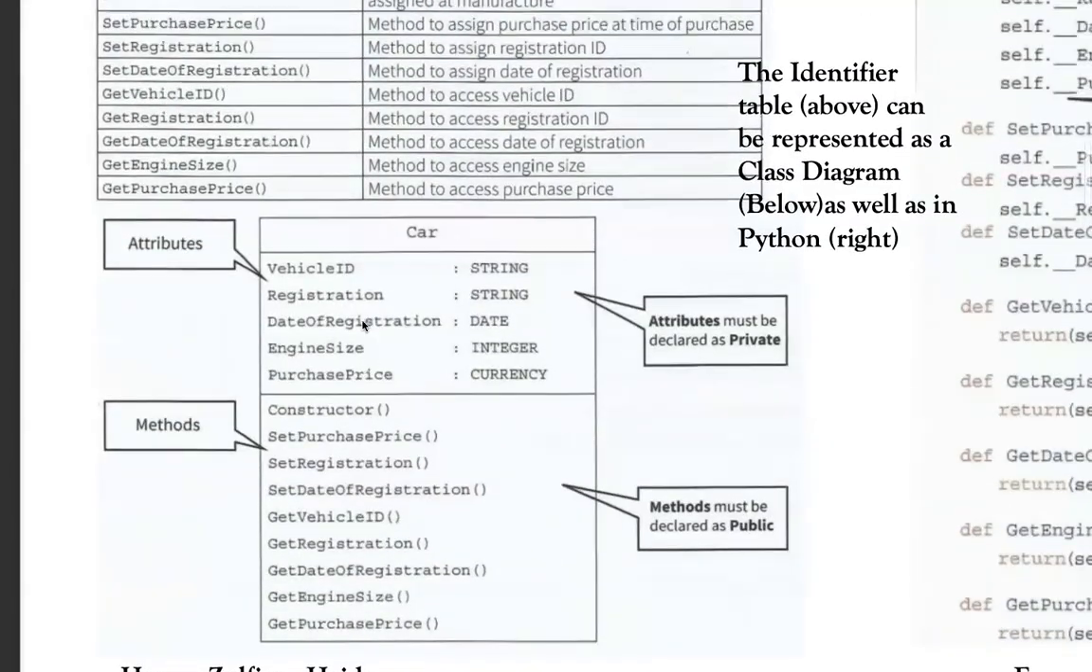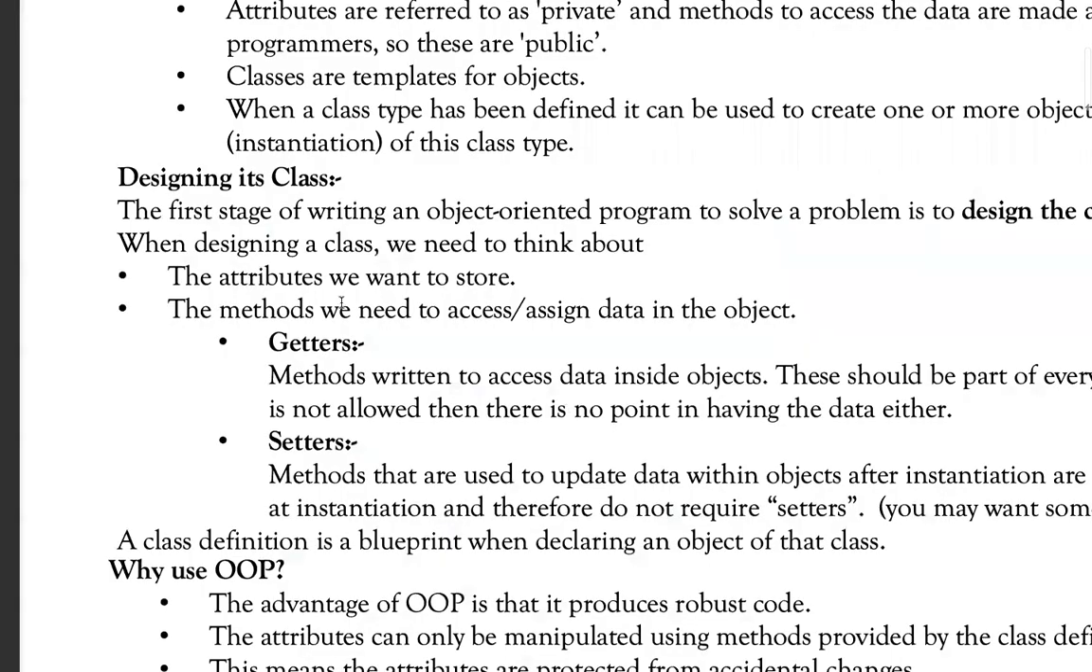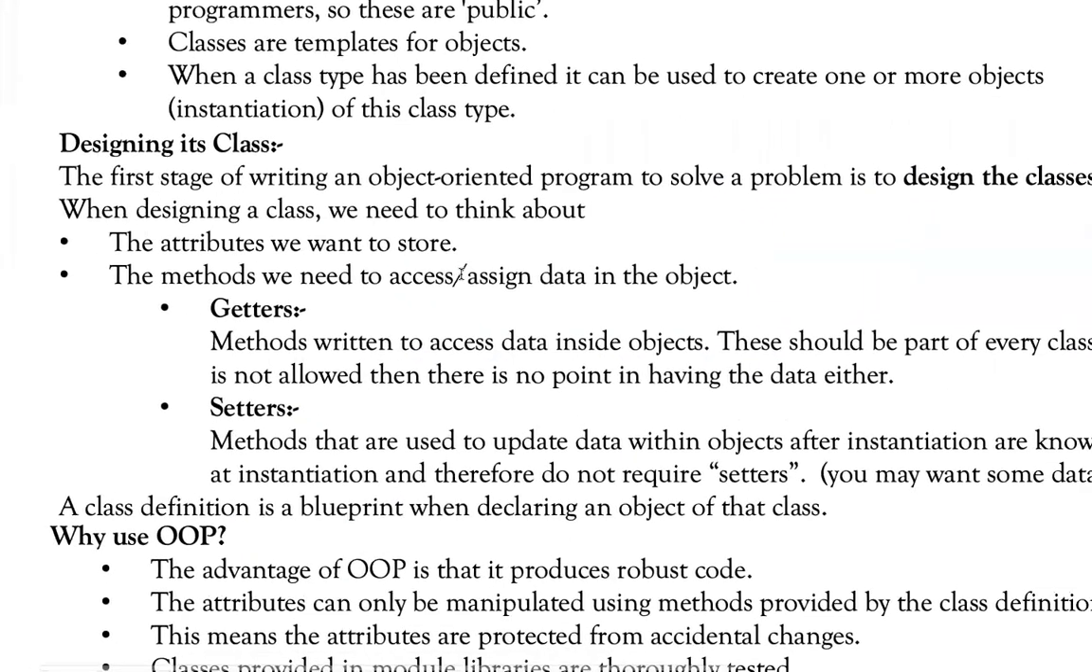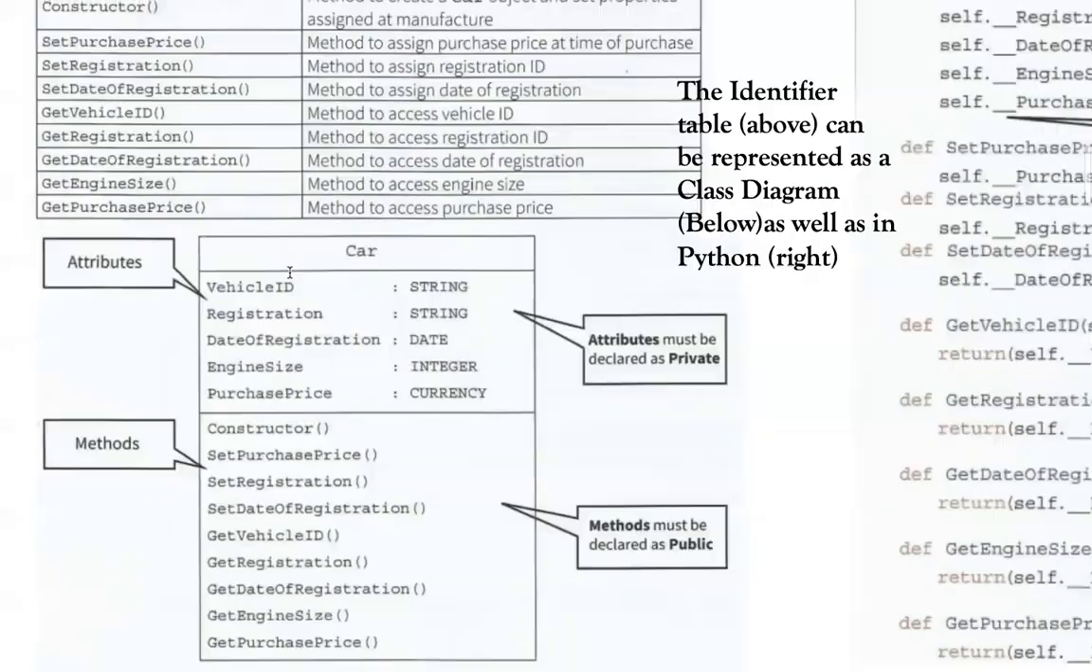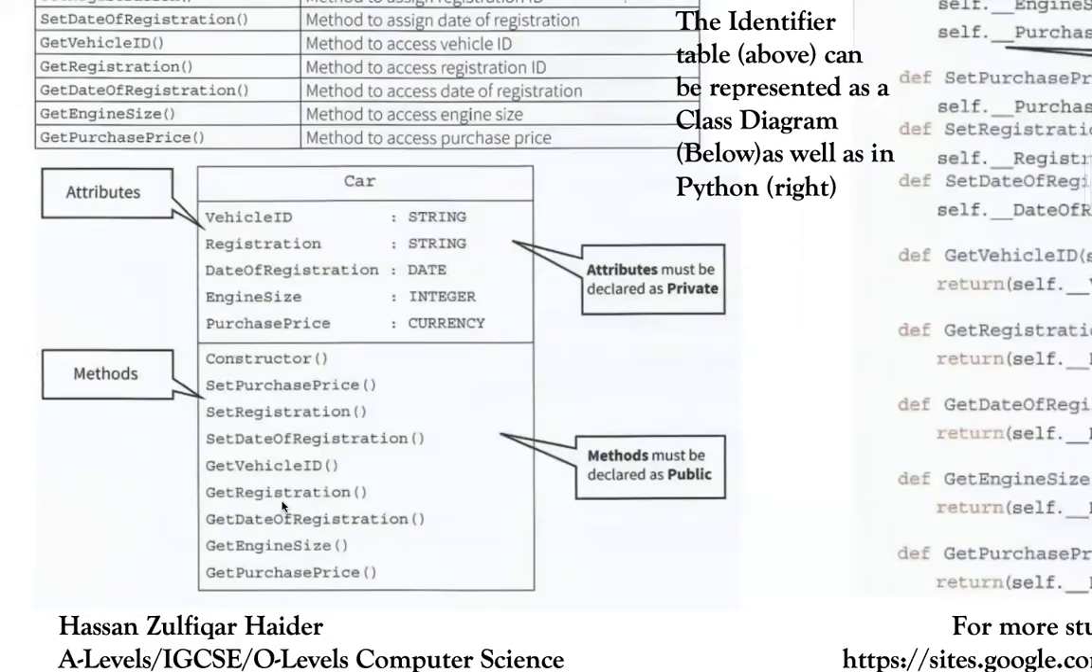We're not only deciding on the attributes, we're also deciding on their types. For example, vehicle ID should be string, registration will be string, date of registration will be date, engine size integer, purchase price currency, and so on. So this is decided beforehand: the attributes, their names and their types. After that, we will decide on the methods, which is the second part of my class diagram.